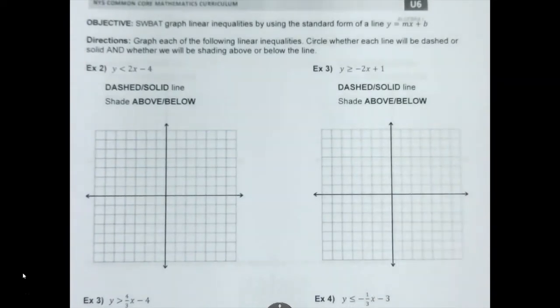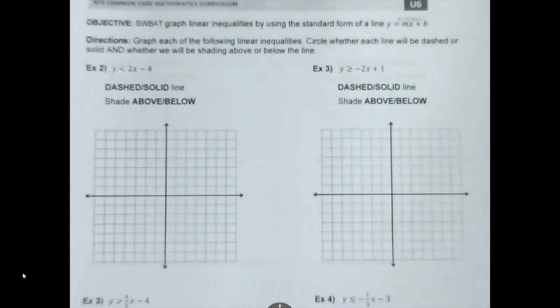So again, as we read the directions, it says graph each of the following linear inequalities. I'm so sorry, I don't know what's going on here, guys. Okay, here we go. It says circle whether each line will be dashed or solid, and we want to decide how the shading is going to be. Should it be above or below? So again, the only thing that's important here right now is that inequality.